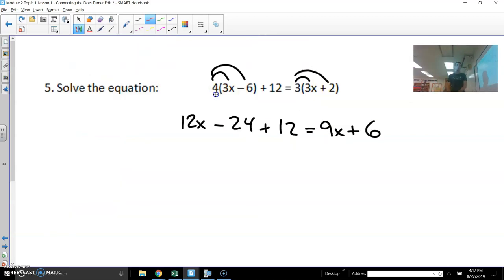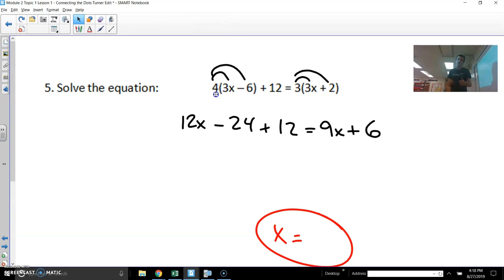Last one I want you to work on is showing me you still can solve. We actually have variables on both sides with distribution involved. I went ahead and got the problem going a little bit. 4 times 3x, 4 times negative 6. Same thing on the right, 3 times 3x and 3 times 2. Try to see if you can get all the way to the end to tell me what the value of x is that solves the equation. Good luck, and I'll see you tomorrow.